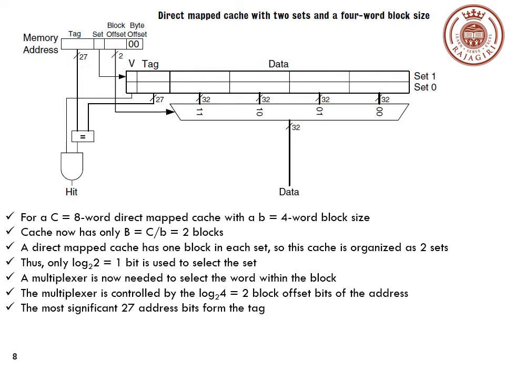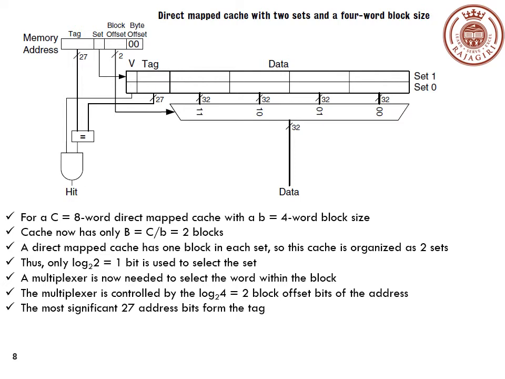You are having 8 words, but 2 sets. Why? Because a block is of size 4 words. So altogether 8 words. Now coming to the memory address terms, the first 2 bits are the byte offset, as you have seen earlier. The next 2 bits are known as the block offset.